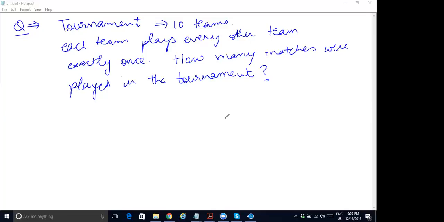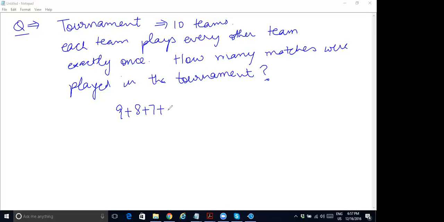So if second team is playing 8 games, every team has to play 9 games. Yeah, but we're already counting. One is playing 9 games, two and one already have played that game, so you've counted it in that first game. That's why you have 8, and then three has played 2, and three has played 1, so it becomes 7.